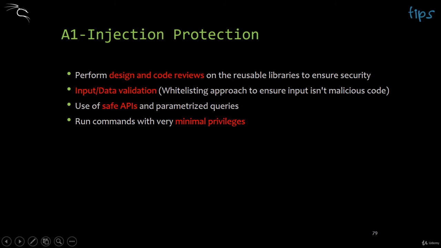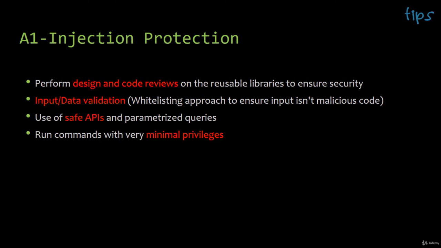Now, how do we protect ourselves from this kind of injection? Well, we need to design and review our code appropriately. We need to do input sanitization to make sure that no malicious code hits the backend. We need to use safe APIs, and we always need to run commands with minimal privileges so that the drop table command that we've seen earlier wouldn't be executed if the account being used is a normal user.